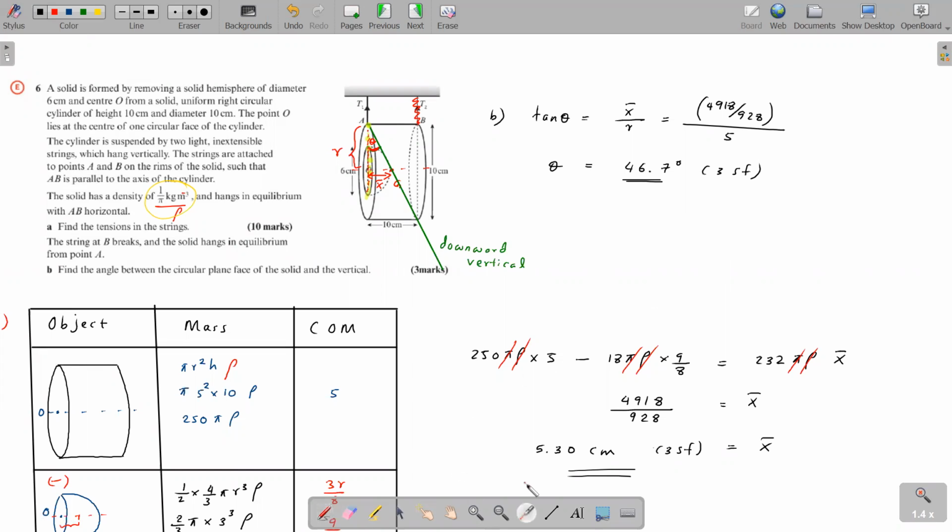I hope you understood this part, right? The angle between the circular plane face and the vertical. This was really a very normal sum. This was the one where you had used a little bit of technique, the 10-mark question. I hope you understood my explanation, right, guys? So this is the end of the question.